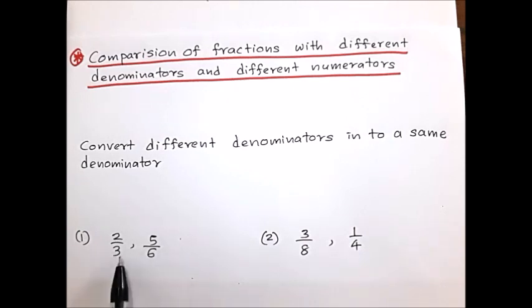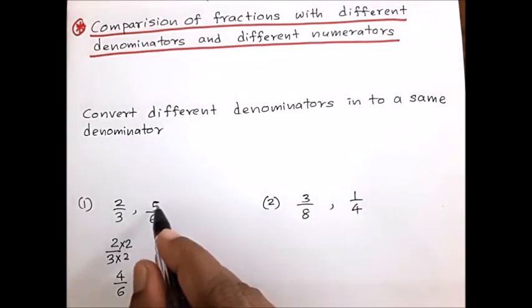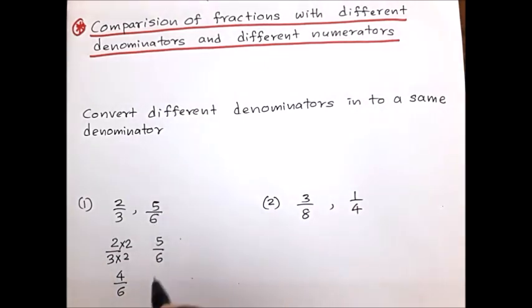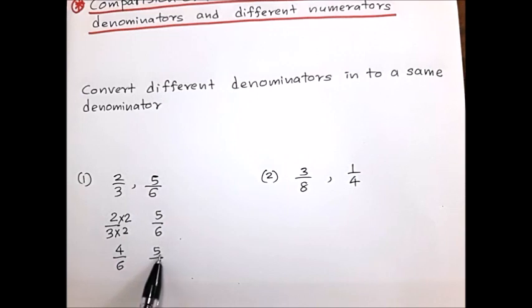Here the denominator is 6. You can convert this denominator into 6 by multiplying this one by 2. So I am going to multiply both numerator and denominator by 2. Here the value is 4 over 6, since 2 times 2 is 4 and 3 multiplied by 2 is 6. Keep this fraction as it is, 5 over 6. Now we convert 2 over 3 into an equivalent fraction. It is 4 over 6. Now you can see denominators are the same. How can you compare these two?